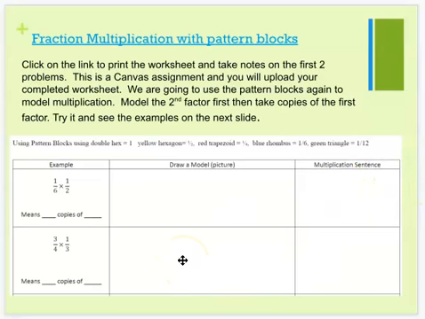Do the same thing with 3/4 times 1/3. That means 3/4 copies of 1/3. So model 1/3 with your pattern blocks, and then split it into 4 equal pieces and take 3 of them, and write your multiplication sentence. You might want to pull up the virtual manipulative or draw on paper. That might help you. The answers are on the next slide.